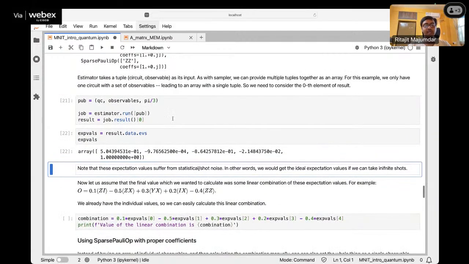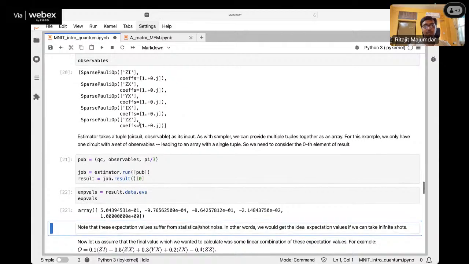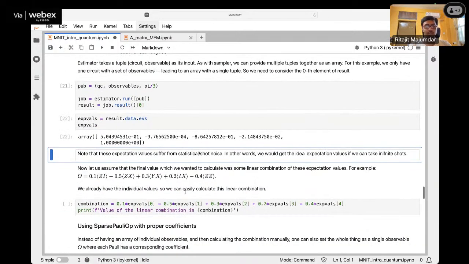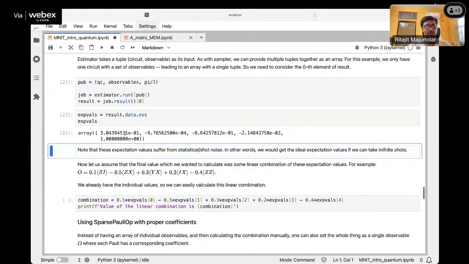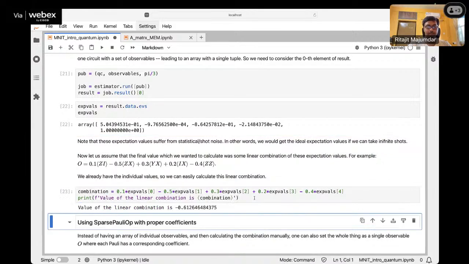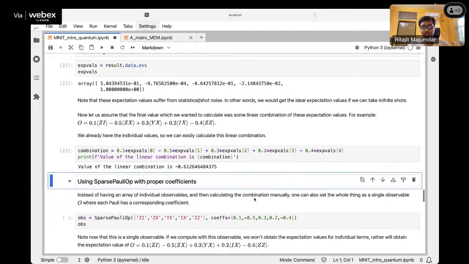So you see, these are my expectation values. I passed in 1, 2, 3, 4, 5 observables. I have got 1, 2, 3, 4, 5 expectation values. Awesome. Now say you want to calculate something like this. You can do it manually. You have the results for each one of them individually. Just manually multiply and add or subtract. Here, we got it. There is one more thing that we can do using estimator.